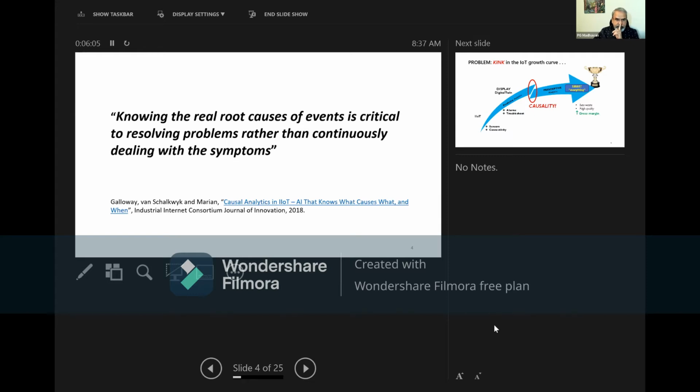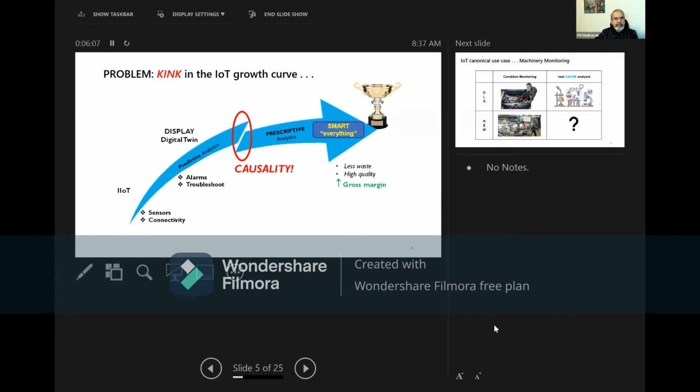And this, I believe, is the reason why IoT has not, in my opinion, really lived up to its promise. The first part has happened. We all know about this. We got all kinds of predictive analytics and so on. But to move to the next stage, to prescribe what needs to be done to improve quality or productivity, because these are all things that impact the gross margin, we do not have a solution. And that is because of this kink in the growth curve. We have not come to grips with causality and how to apply it.